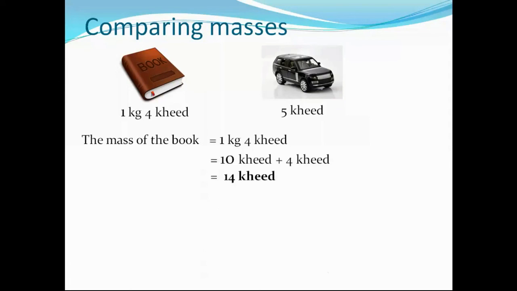To compare the two objects, let's convert the mass of the book into kg. The mass of the book is 1 hectogram and 4 kg. Let's convert 1 hectogram into kg. As we learned in our previous lesson, 1 hectogram equals 10 kg. So 10 kg plus 4 kg equals 14 kg. So the mass of the book is 14 kg.